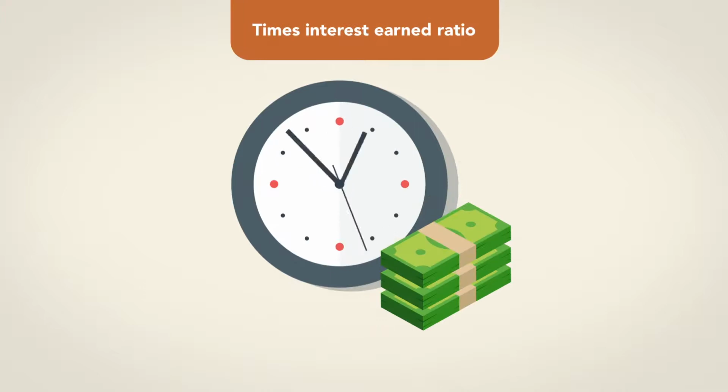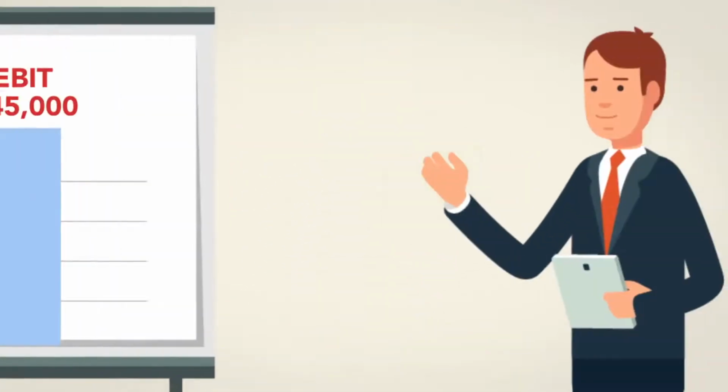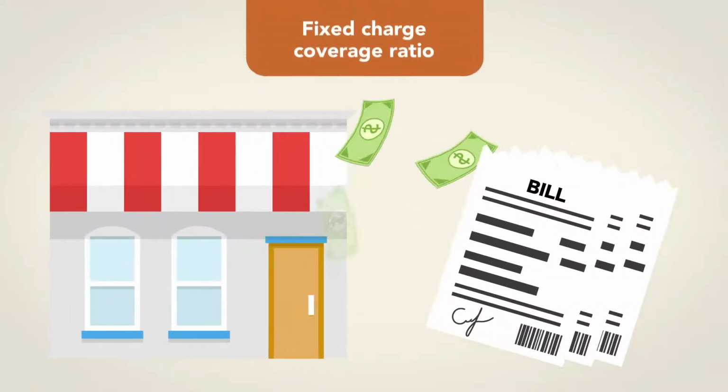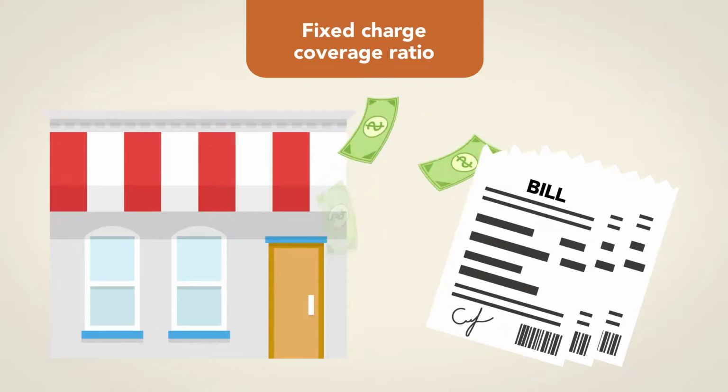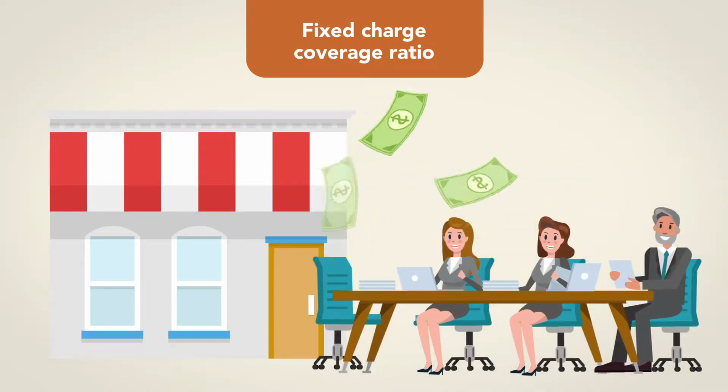Another class of ratios pertains to the coverage of specific expenses. The times interest earned ratio shows how many times a company can pay its interest. For example, assume Acme Corporation shows an EBIT amount of $45,000 and an interest expense of $5,000. The company can pay its interest 9 times over. There are other coverage ratios. A similar measure, the fixed charge coverage ratio, shows how many times a company can pay its fixed expenses. A company can similarly determine its ability to cover its dividends.